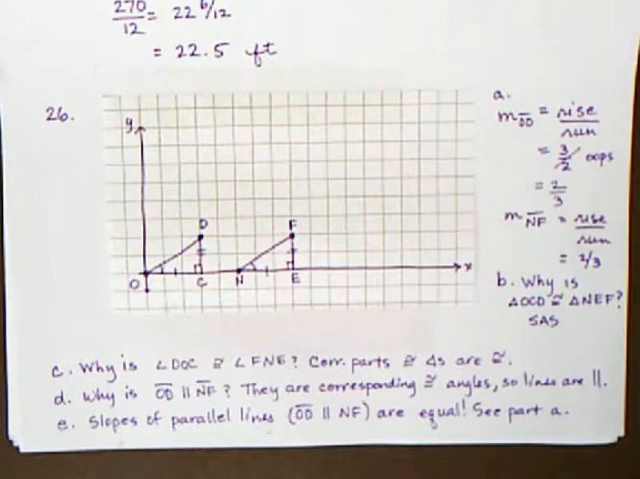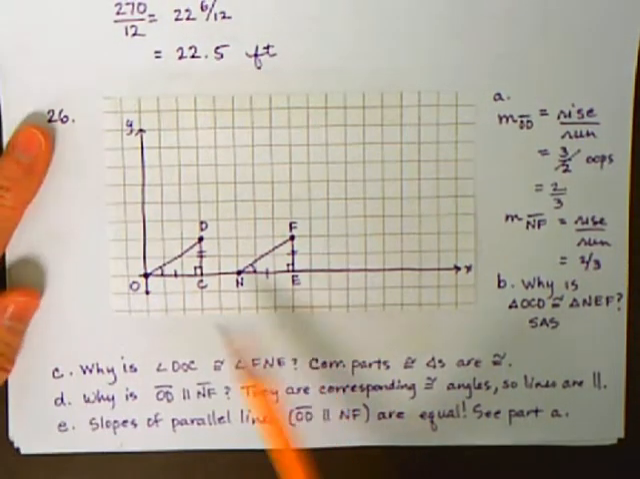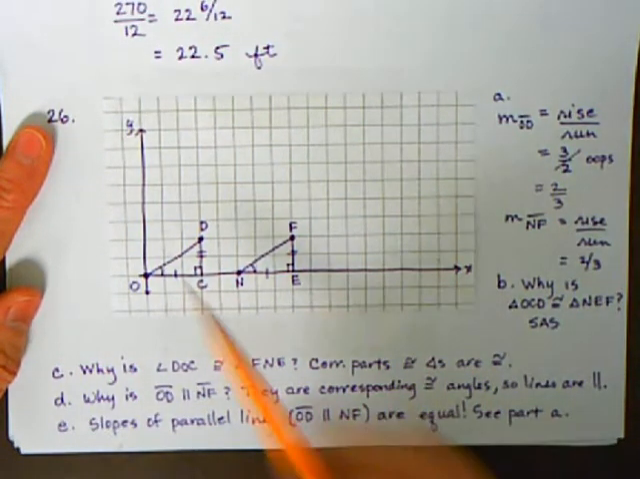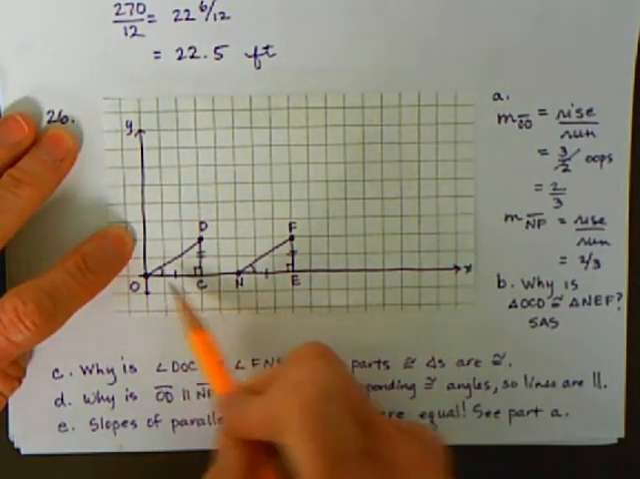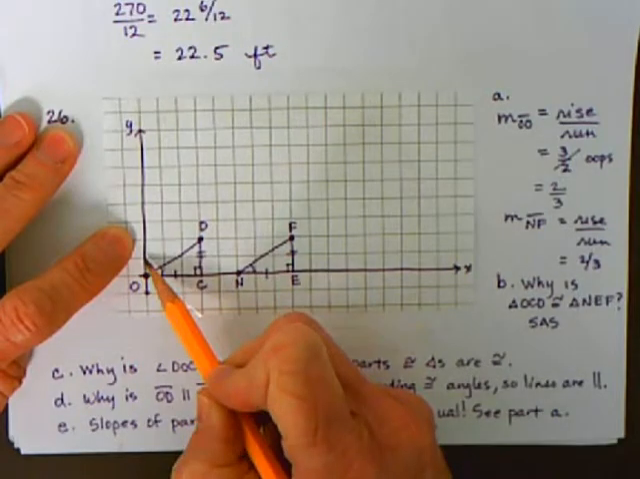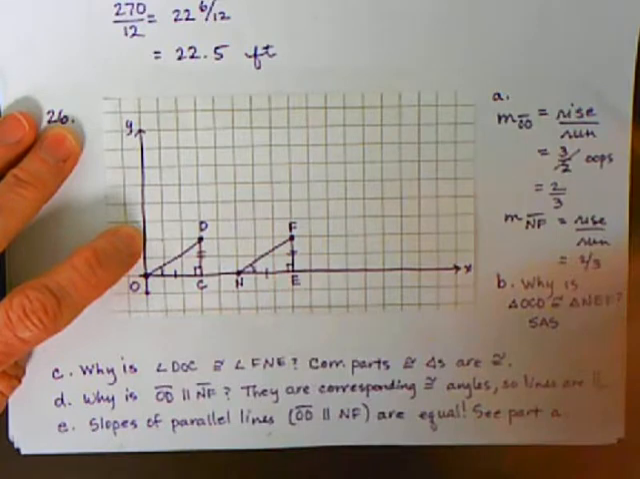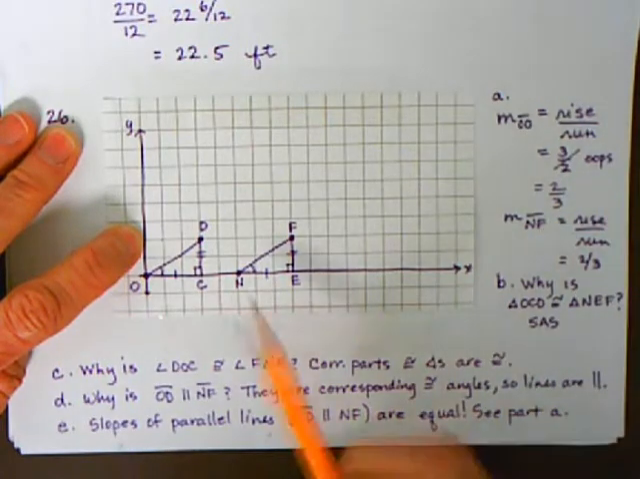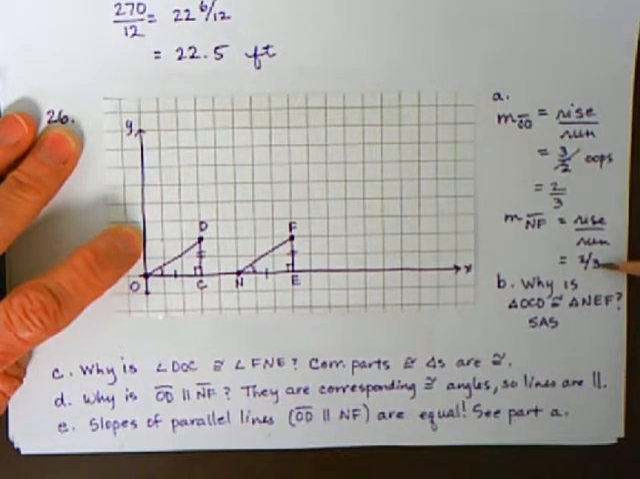Okay, 26, you have this picture here, and you need to find out, for part A, the slopes of OD and NF. So on this one, I did this on graph paper so you can see. It's easy to count here. The OD, the slope, is the rise, 1, 2 units over the run, 1, 2, 3. So it's 2/3. All right, the slope of OD. The slope of NF, you can see the rise up 2 and run 3. So the slope of NF is 2/3.